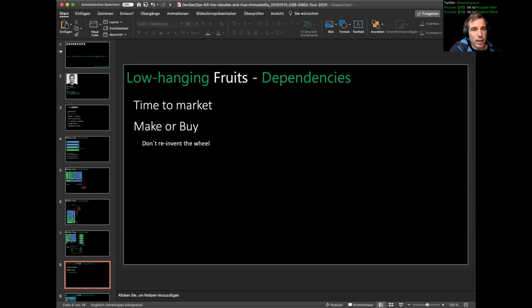Why? Time to market means you have some requirement. This requirement can be delivered in a short amount of time. And this will lead to not only new features in a short amount of time, it will lead to changes in a short amount of time.